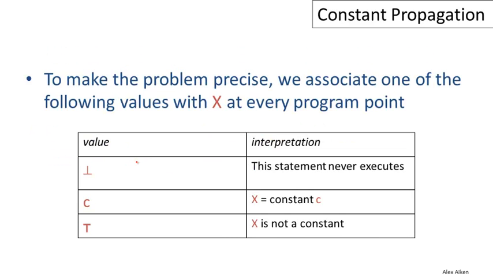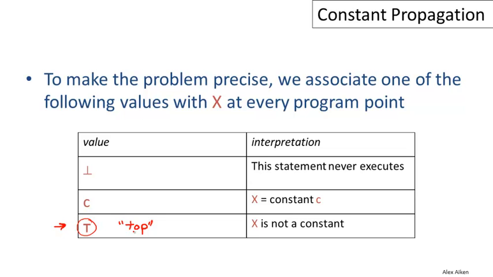The way we're going to compute the information that we want is to associate one of the following values with the variable x at every point in the program. And let's start with the last one here. We will assign x this special value, which is pronounced top, if x is not a constant. So if we can't figure out whether x is a constant at a particular point in the program, then we'll just say x is top at that point. And this is going to be our safe situation. It's always okay to say we don't know what the value of x is.